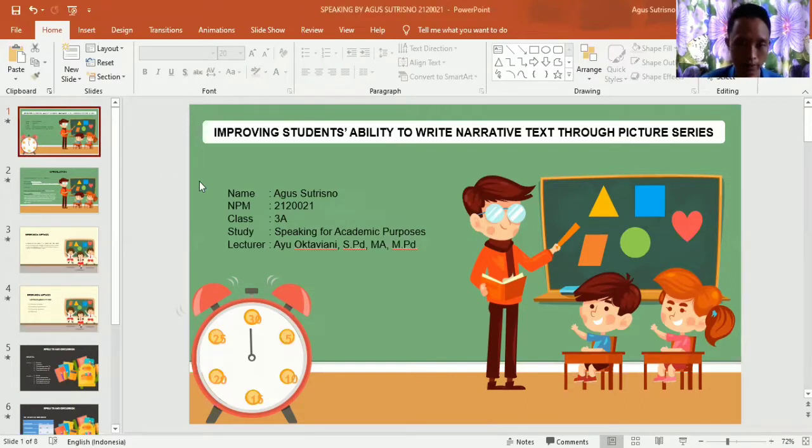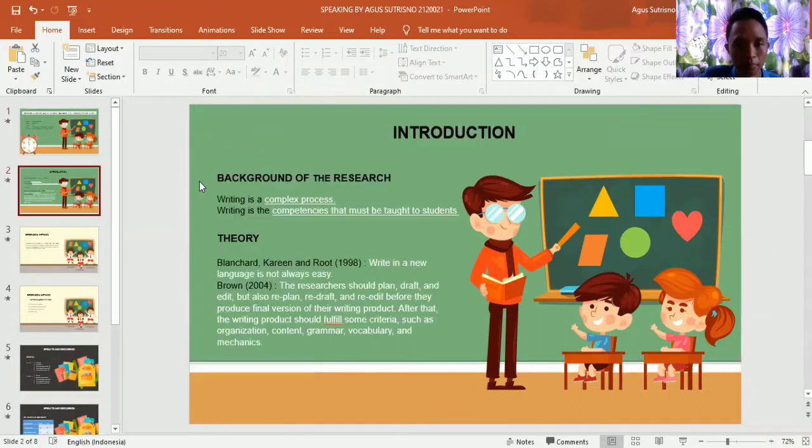My materials. The title is Improving Students' Ability to Write Narrative Text through Picture Series. Introduction. Background of the research: writing is a complex process, and writing is a competency that must be taught to students.